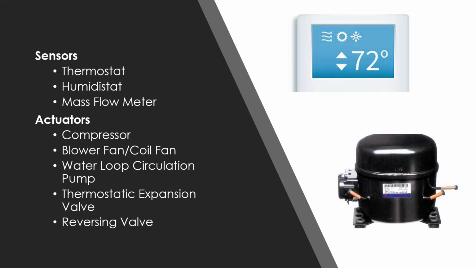Sensors for this situation would be a thermostat to get temperature, a humidistat if we were concerned with moisture in the room and we were doing air conditioning, and then a mass flow meter to record mass flow rate. This will come in handy with the example I'm going to show later.